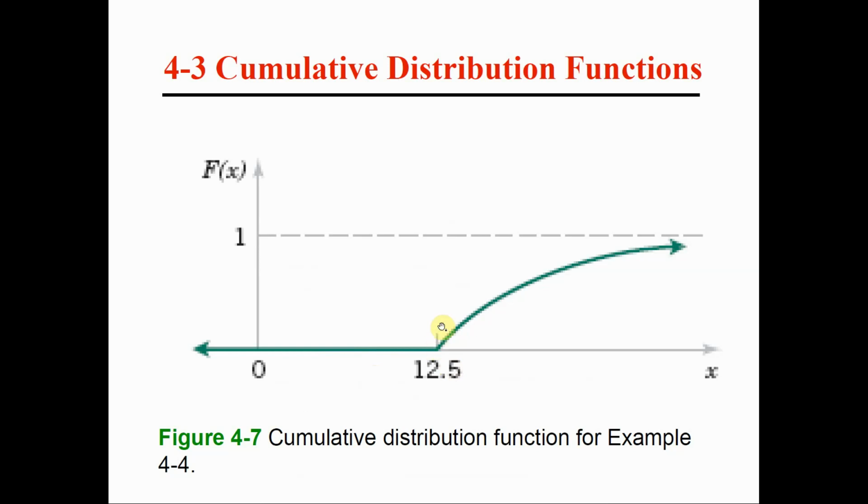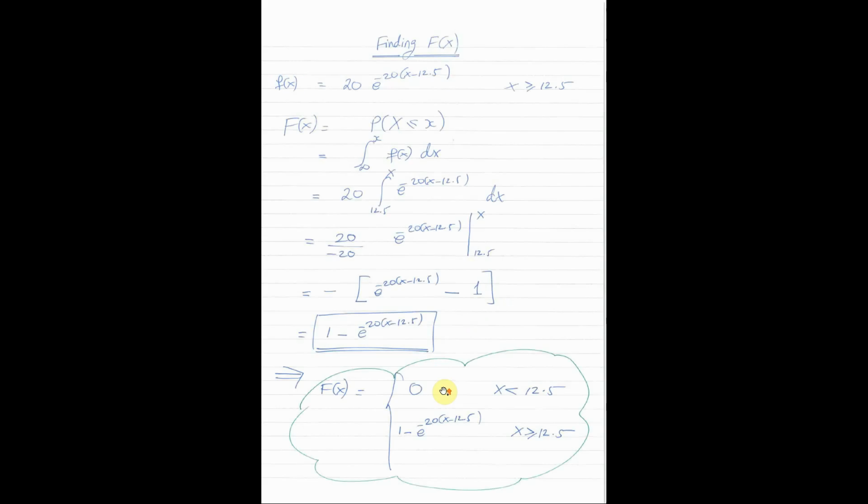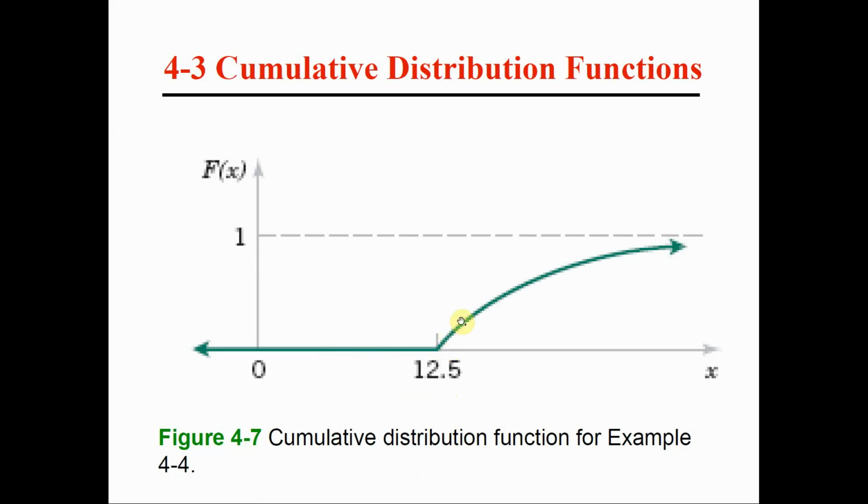12.5 is our point in the middle. Basically, that distinguishes between both intervals. So we have 0 before 12.5, and then from 12.5 onwards, the cumulative distribution function is given by this form: 1 minus the negative exponential. 1 minus a negative exponential is actually a positively increasing function, which looks like that, and it approaches 1 asymptotically. It approaches 1 asymptotically as x goes to infinity.